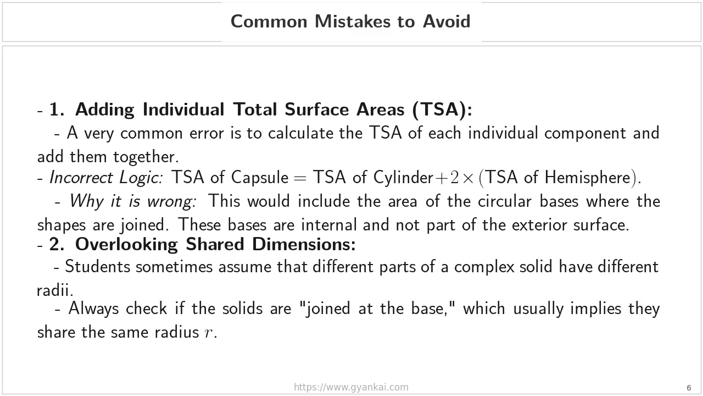Second, be careful not to overlook shared dimensions. I often see students assuming that the different parts of a complex solid have different radii. When you see a problem stating that solids are joined at the base, you should immediately recognize that they likely share the same radius. Always look for these connections to ensure your dimensions are consistent across the entire object.